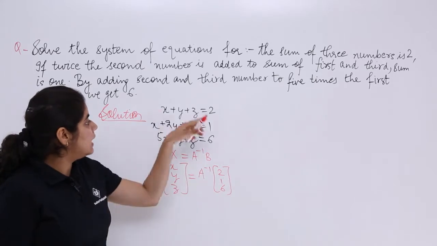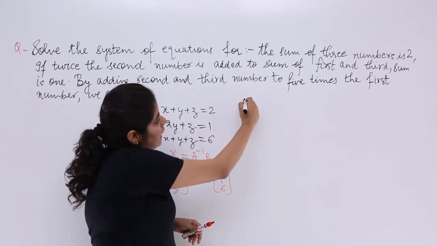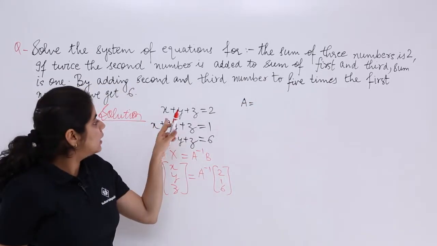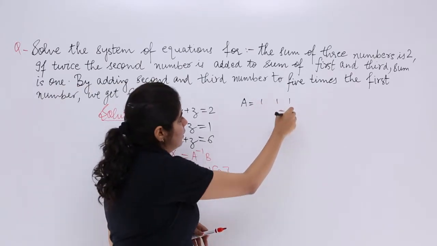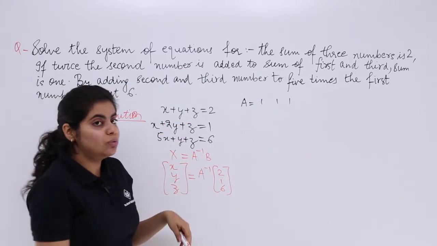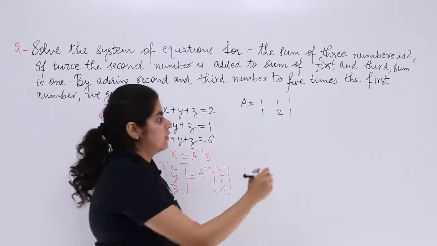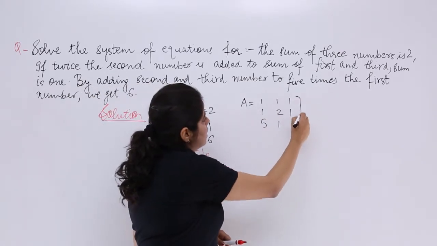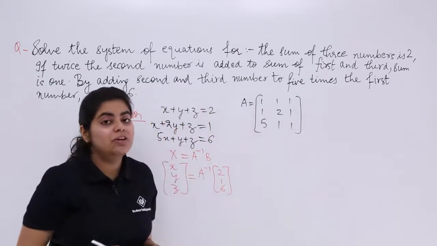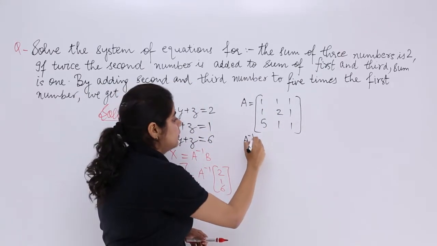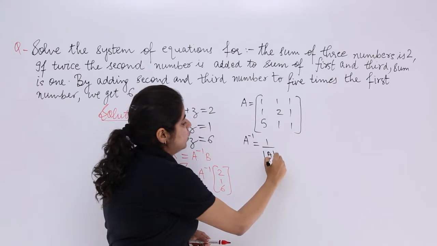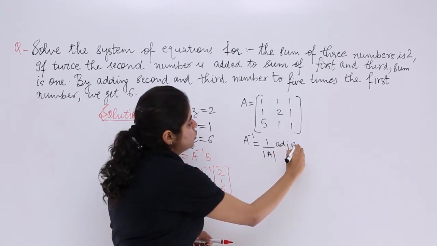A is the coefficient matrix. Let's write A. A is nothing but 1, 1, 1, next 1, 2, 1, next 5, 1, 1. You need to find out A inverse. The A inverse formula is 1 by determinant of A multiplied by adjoint of A.